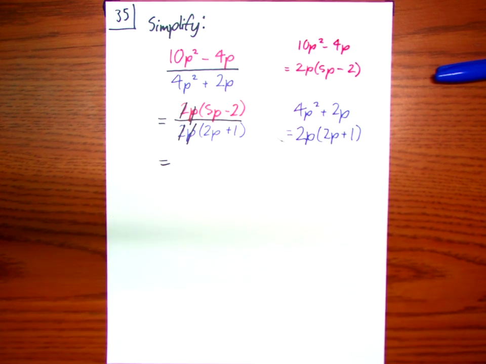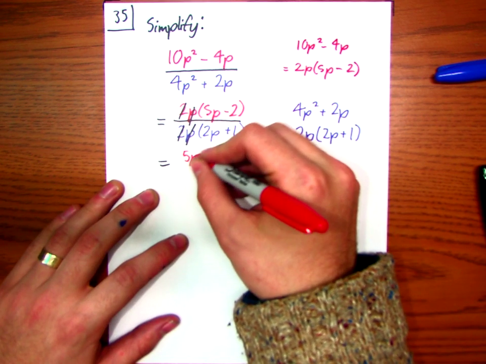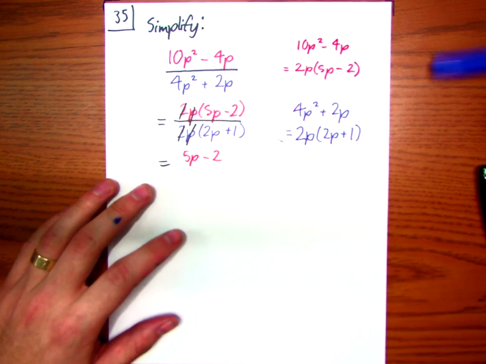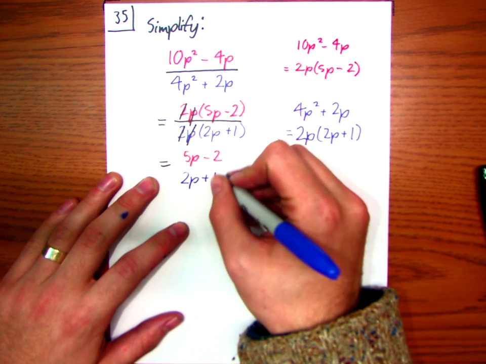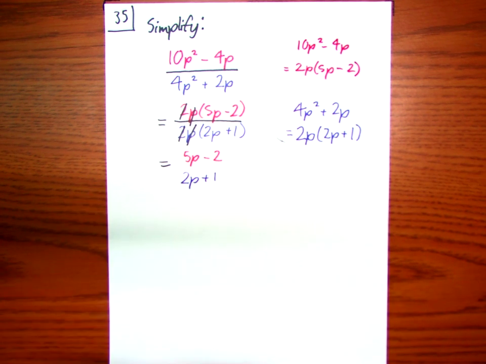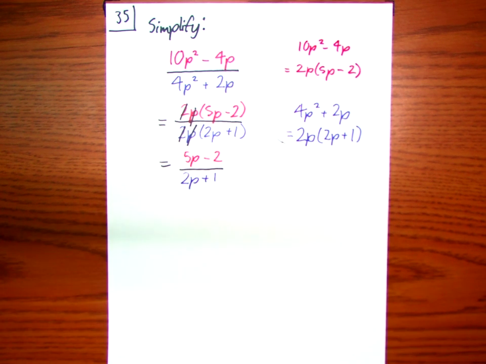So what's my final simplified form? Everything that doesn't cancel has to go into my final answer. So 5p minus 2 and 2p plus 1 are the numerator and the denominator of my simplified fraction. And I am almost done.